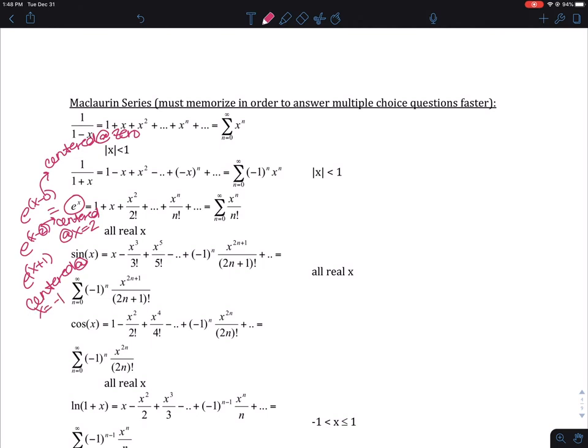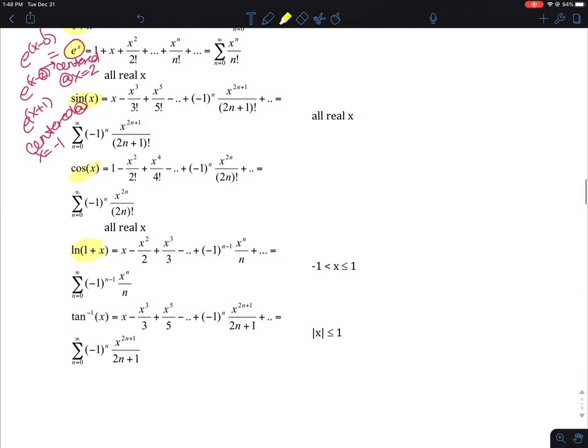Okay, but I can generate series for e to the x, sine of x, cosine of x, ln of x. Maybe I should use a highlighter. Sine of x, cosine of x, ln of 1 plus x, and tangent inverse of x.